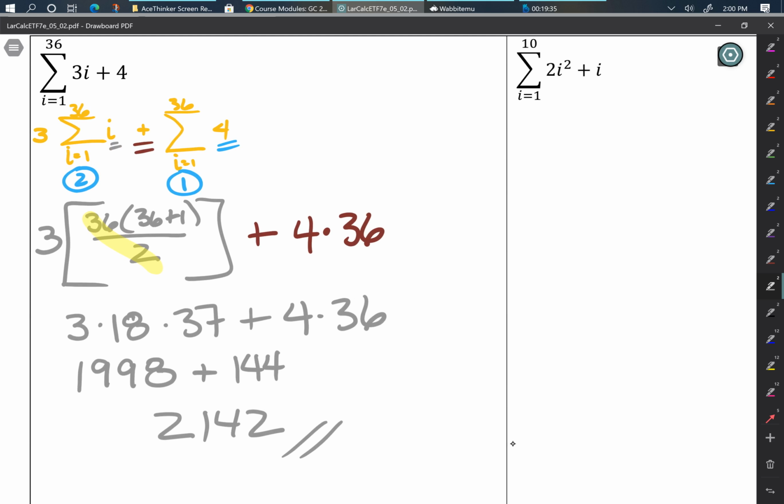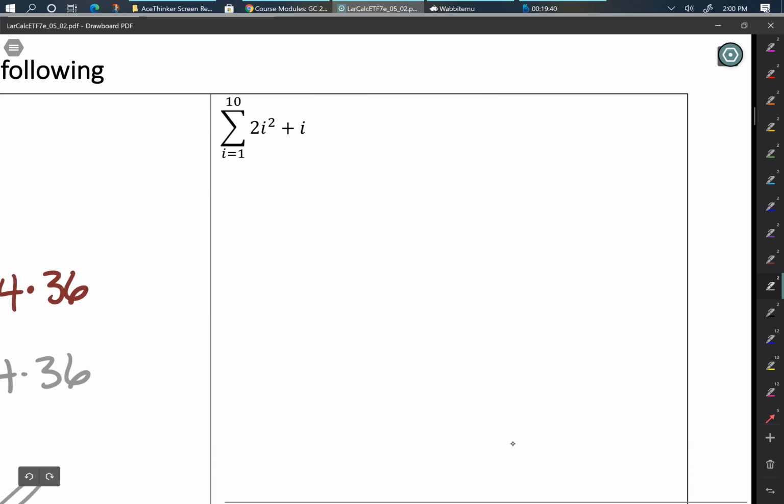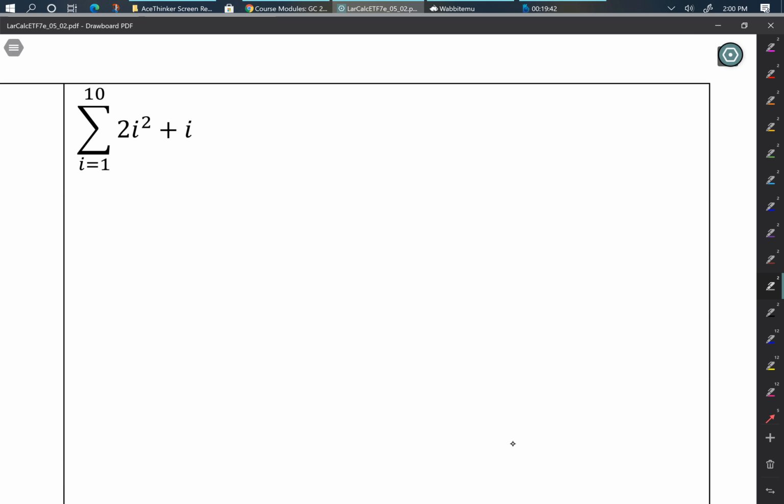Okay. All right. Our second example. Same idea. I've got a summation, and I want to simplify it so I can do it quickly.